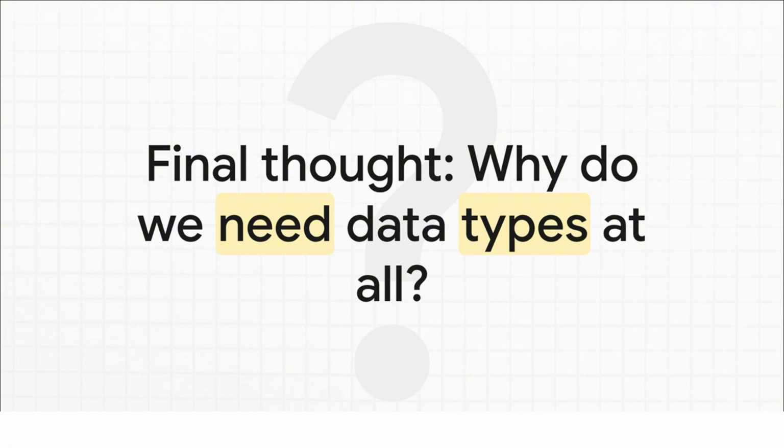So I'm going to leave you with a little something to chew on. We talked about how data types help prevent errors, which is great, but why do we even need them at all? Why is it so incredibly important to tell the computer that a number is a number and that text is text? The answer to that question reveals a really deep truth about how programs actually work.